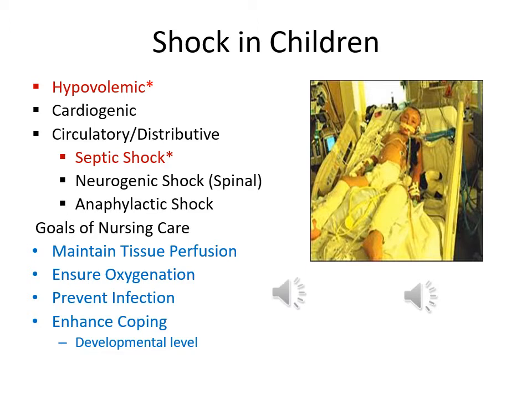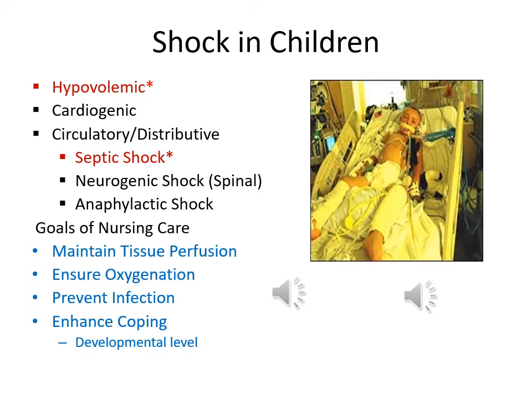Cardiogenic shock happens when cardiac output can't meet the metabolic needs of the child. And so if you'll think back to your class on congenital heart defects, some of the causes here are structural abnormalities, infections, infectious cardiomyopathy, arrhythmias, trauma, and drug intoxication.